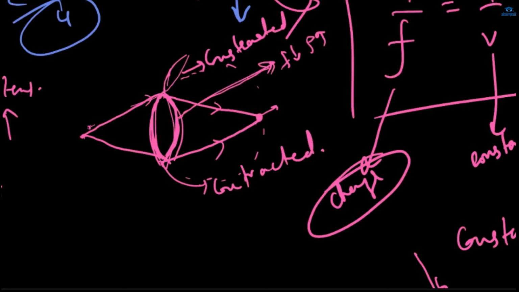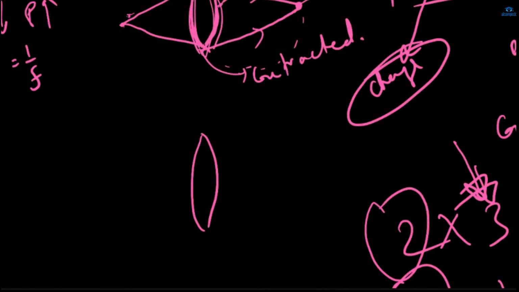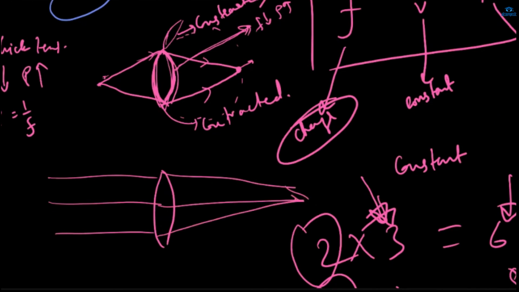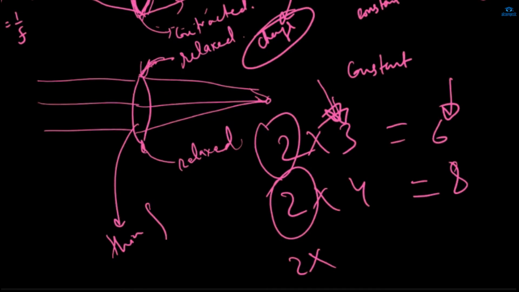The focal length will become small and power will become large. Once the rays are coming from faraway objects, then the ciliary muscle will be relaxed. It will be thin, and the focal length will be large and power will be small.